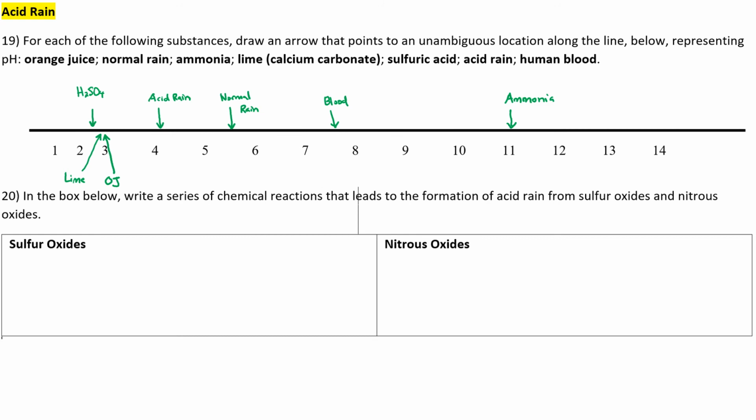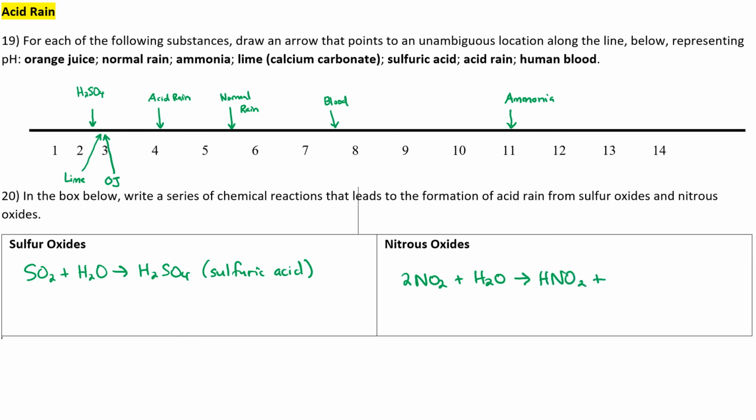In the box below, write a series of chemical reactions that leads to the formation of acid rain from sulfur oxides and nitrous oxides. So, we're going to be covering sulfur oxides first. So, that is SO2 plus H2O yields H2SO4. Sulfuric acid. Nitrous oxide would then be 2NO2 plus H2O yields HNO2 plus HNO3. So that would be nitrous and nitric acids.